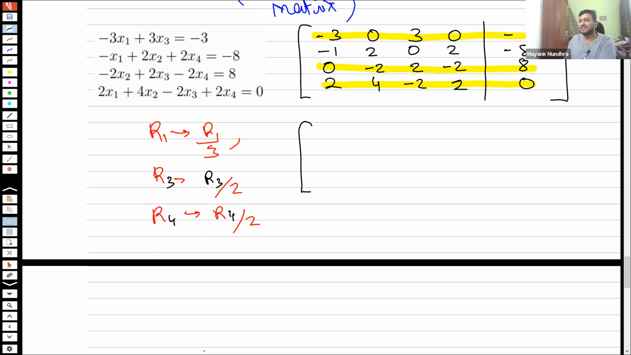So you can divide this entire thing by 3. So what I'll get is minus 1, 0, 1, 0, minus 1, minus 1, 2, 0, 2, minus 8, 0, minus 1, 1, minus 1, 4, and 1, 2, minus 1, 1, 0.